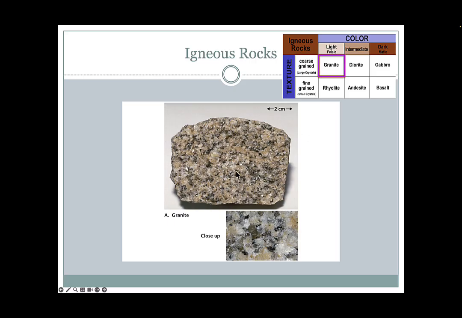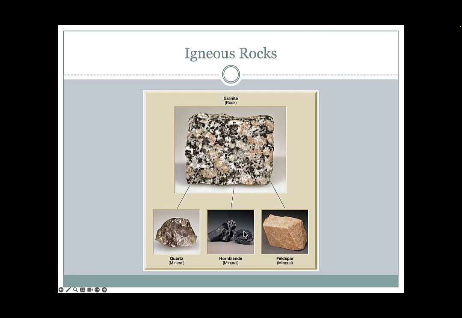The one shown here is called granite, and granite is shown in this sort of classification of igneous rocks here. It's light in color, and it's coarse grained, meaning the crystals of the individual minerals are large enough to see. And we can see there's some black things and some pink things and some grayish things in there. If we look at those individual minerals, we see many different minerals in igneous rocks, including granite, but let's just talk about three of them.